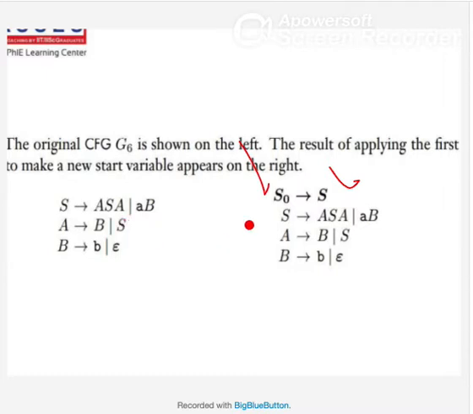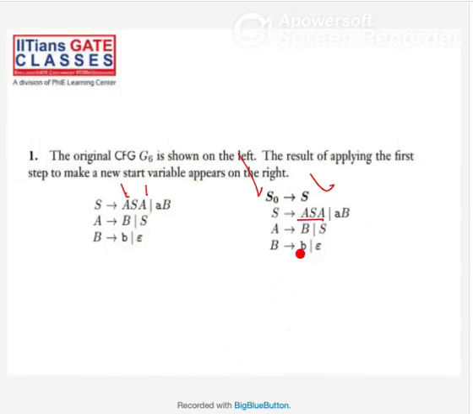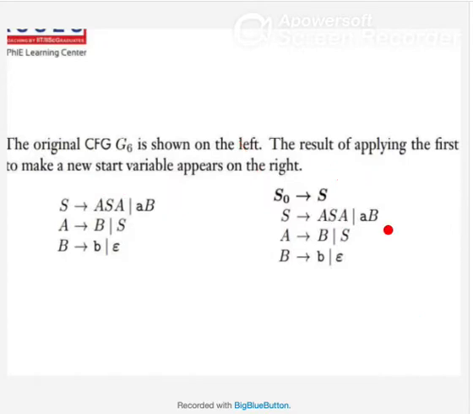Now, after adding this, what can you do? Because A and B are nullable, you will leave it as it is. Actually, in these slides he is going step by step. The first thing he has done is just added this thing, nothing else.